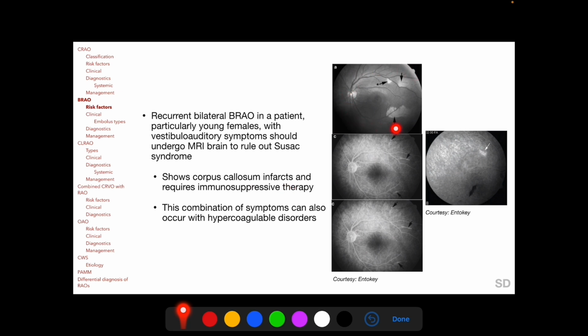This red-free photograph shows a patient with Susac syndrome having multiple branch retinal artery occlusions, and these are the middle and the late frames of fluorescein angiogram of this patient showing periarterial sheathing at the site of the occlusions. This is a fluorescein angiogram of another patient with Susac syndrome showing periarterial sheathing on either side of the artery, and this is called the zebra sign of Susac syndrome.